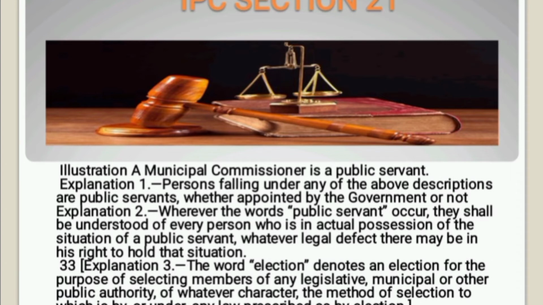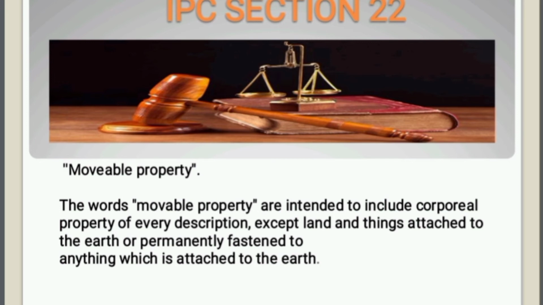Explanation 3. The word election denotes an election for the purpose of selecting members of any legislative, municipal or other public authority, of whatever character, the method of selection to which is by or under any law prescribed as by election. Section 22. Movable property.